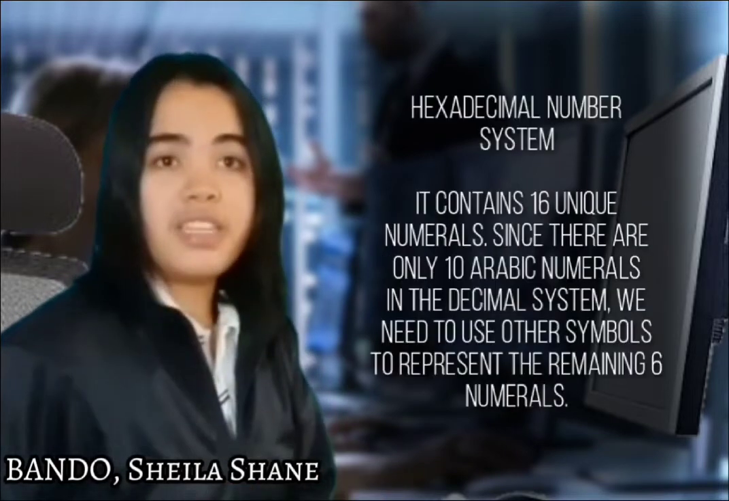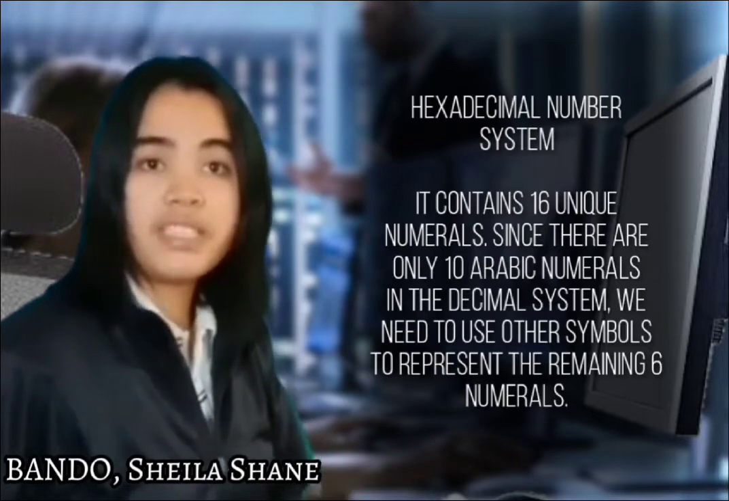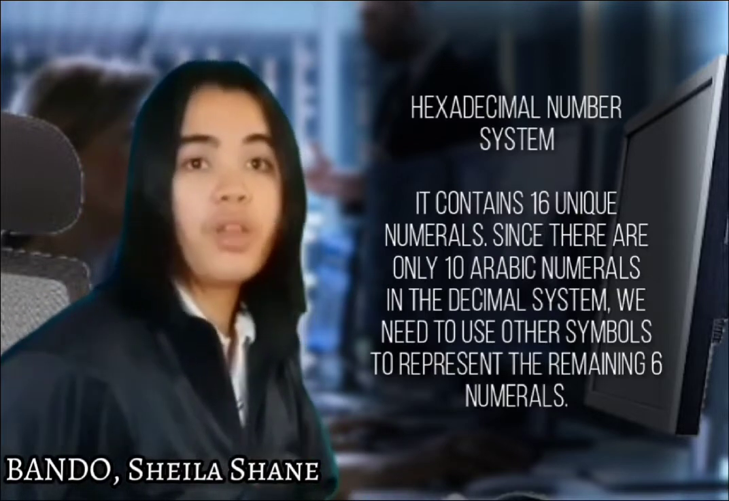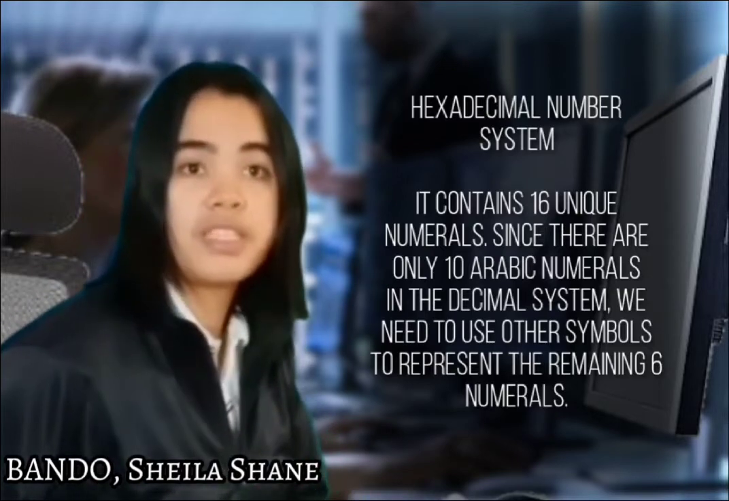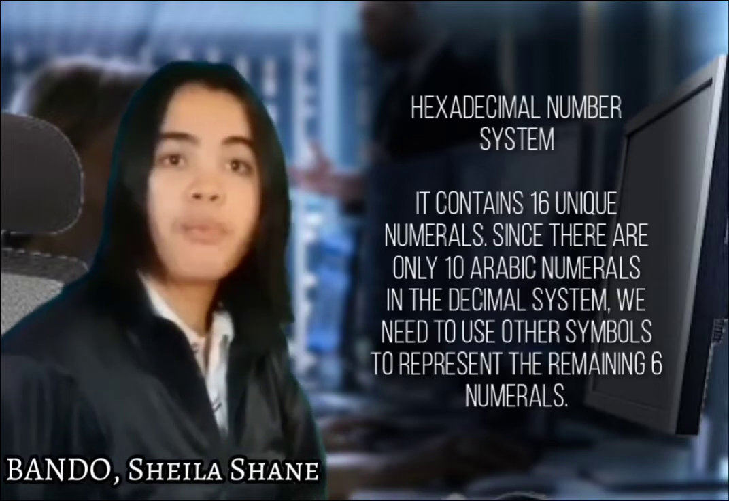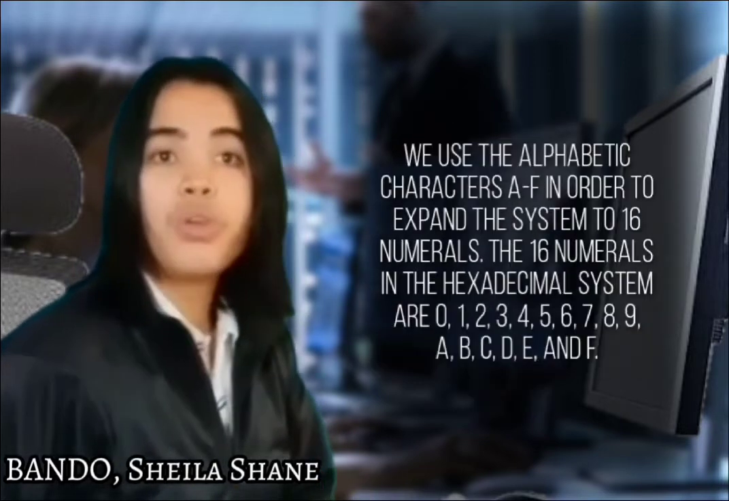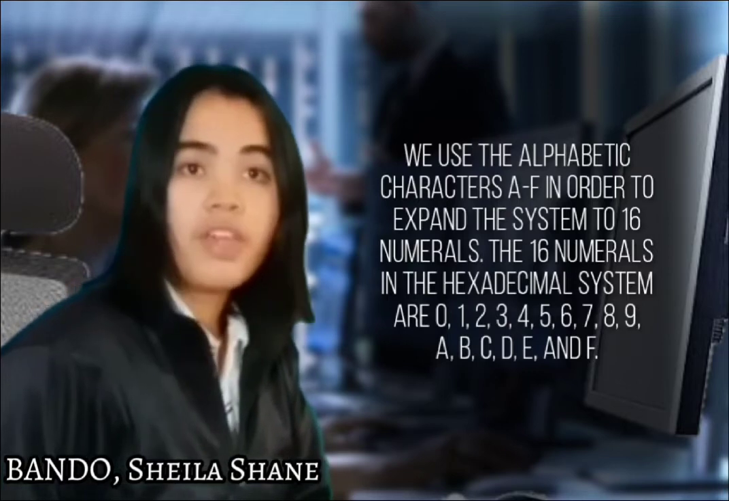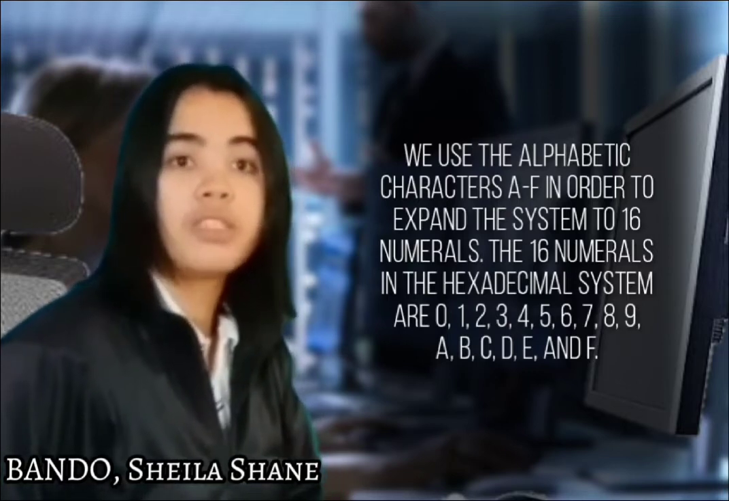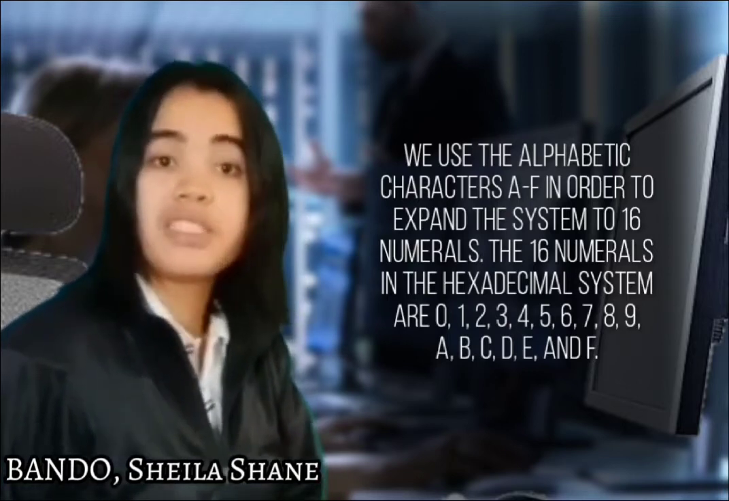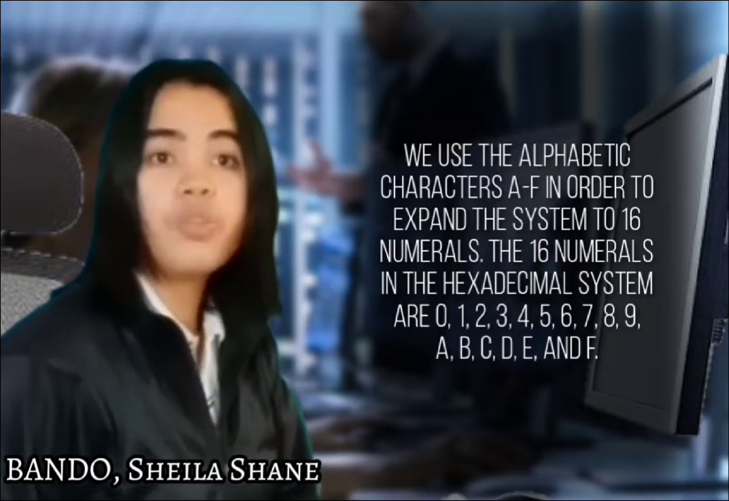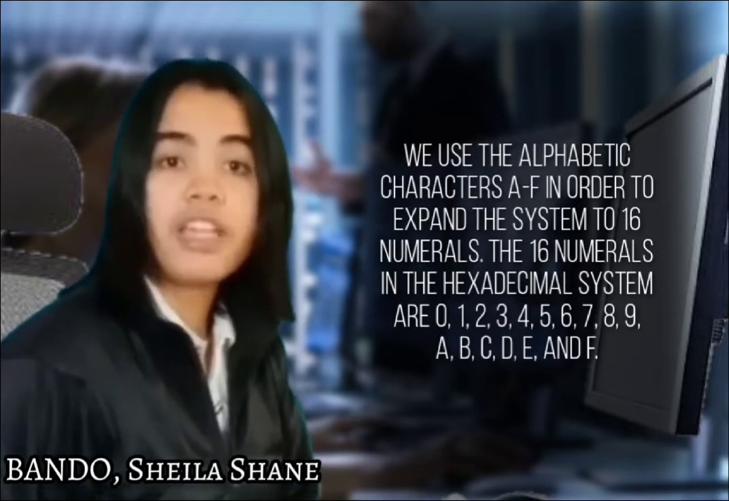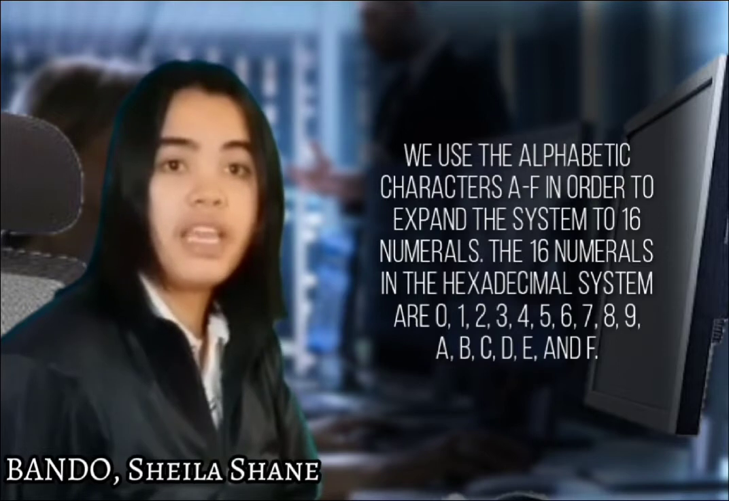The hexadecimal number system contains 16 unique numerals. Since there are only 10 Arabic numerals in the decimal system, we need to use other symbols to represent the remaining 6 numerals. We use the alphabetic characters A to F in order to expand the system to 16 numerals. The 16 numerals in the hexadecimal system are 0, 1, 2, 3, 4, 5, 6, 7, 8, and 9. Then A, B, C, D, E, and F.